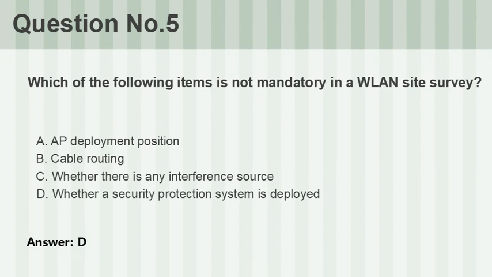Question number 5. Which of the following items is not mandatory in a WLAN site survey? A. AP deployment position. B. Cable routing. C. Whether there is any interference source. D. Whether a security protection system is deployed. Answer: D.